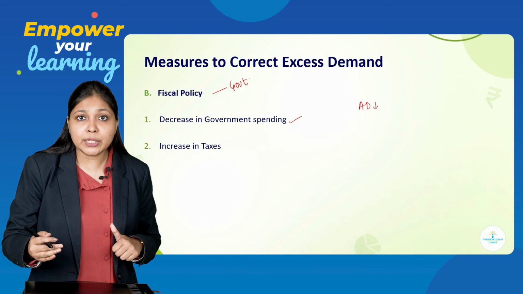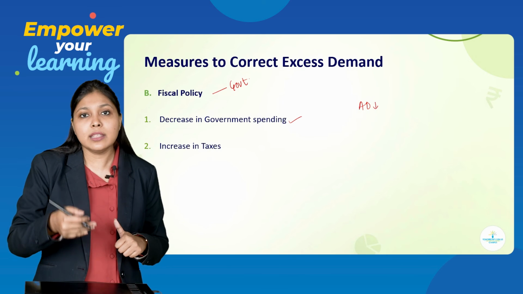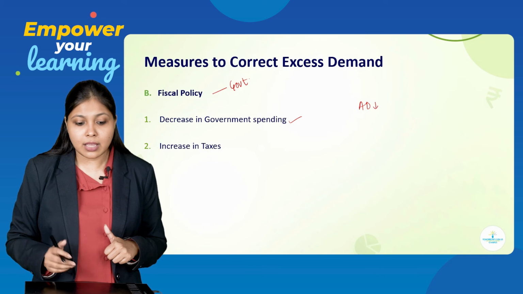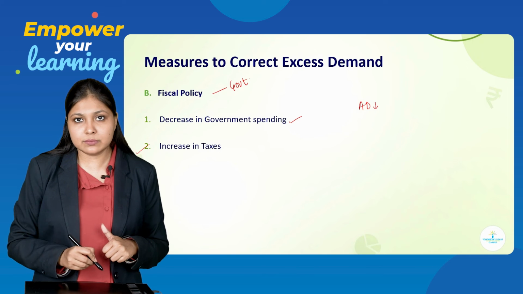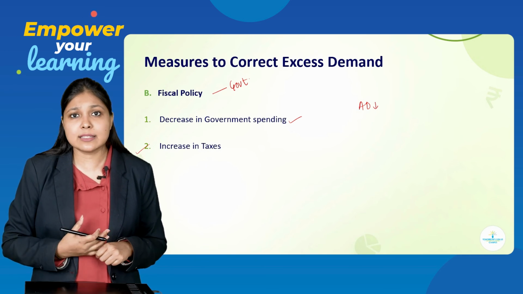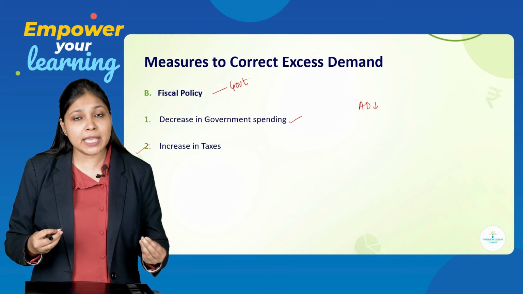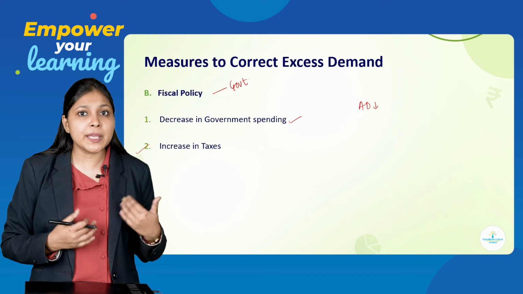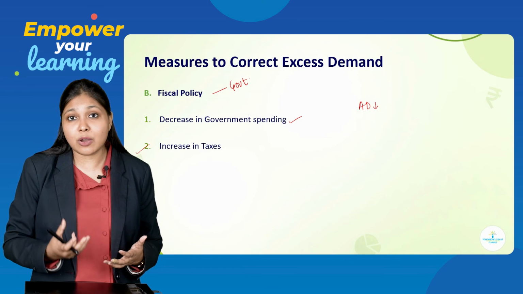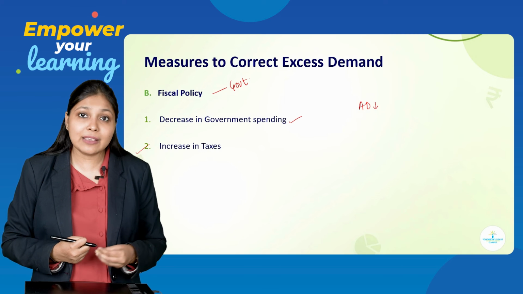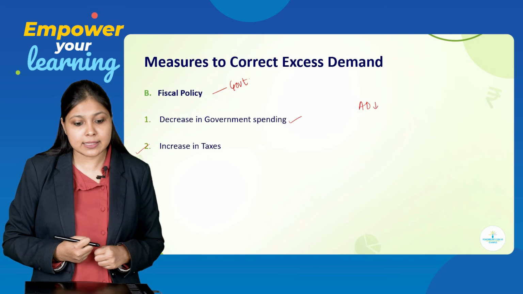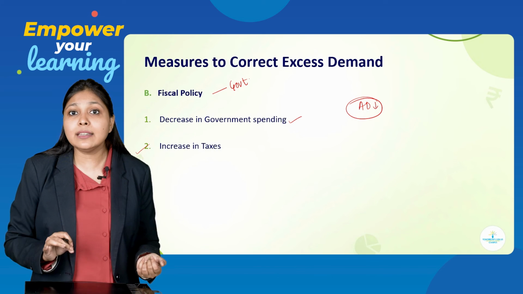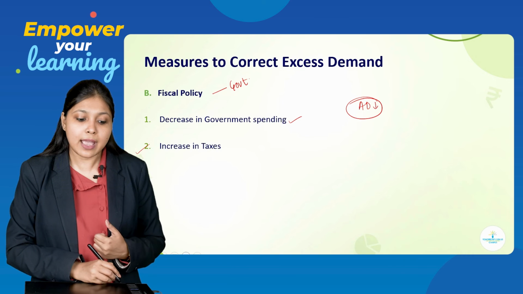So what should government do? Government should decrease the government spending on different kinds of things, and increase taxes. Government should increase the taxes on goods and services. That will make the goods and services expensive for the people. When goods and services become expensive, people will stop demanding the products, right? They will reduce the demand for products, and that is what we want. We want our AD to reduce, and for that government should increase its taxes.